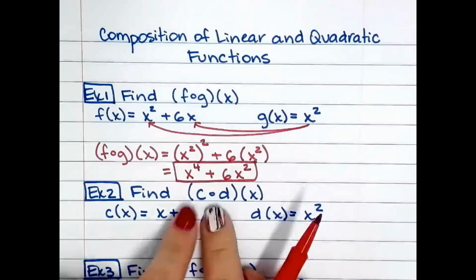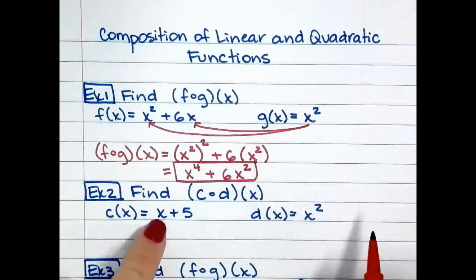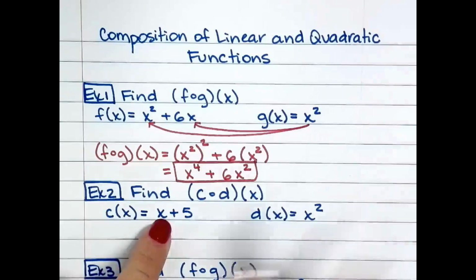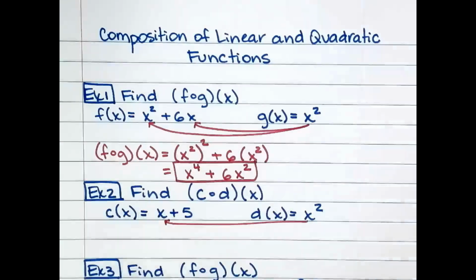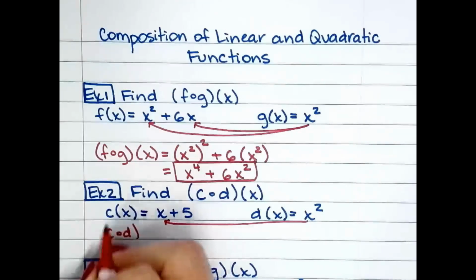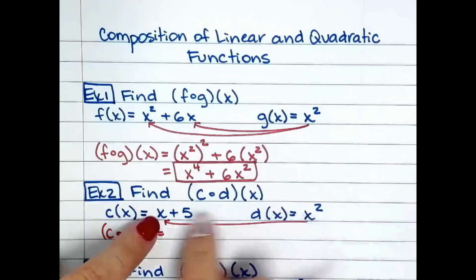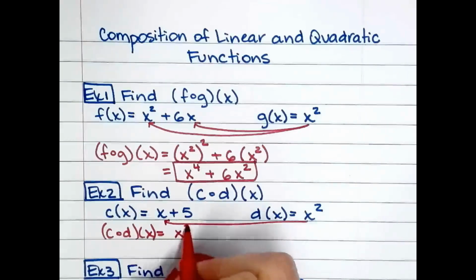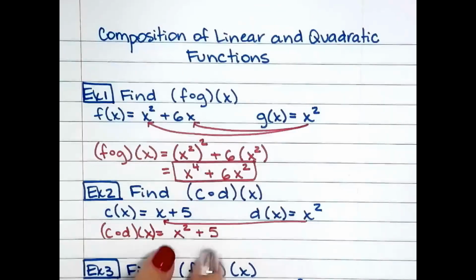Same idea for number 2. C compose d of x. That means every time you have x in the c function, you're going to replace it with whatever the d function is. So get this x squared, substitute that on the c function. I'm not multiplying, I'm just substituting. So x squared instead of x plus 5. There's nothing else I need to do to simplify this. This is already simple enough.